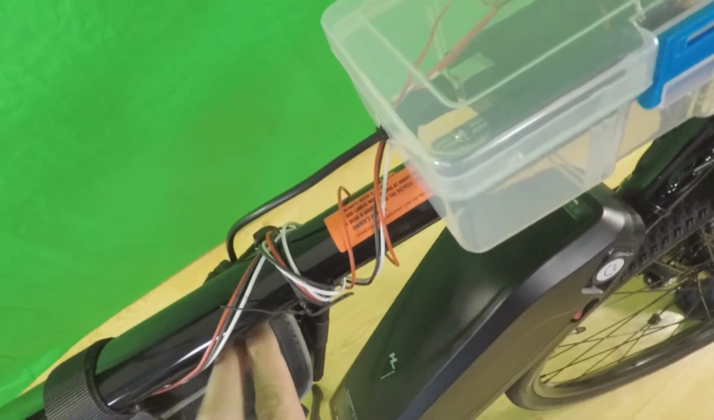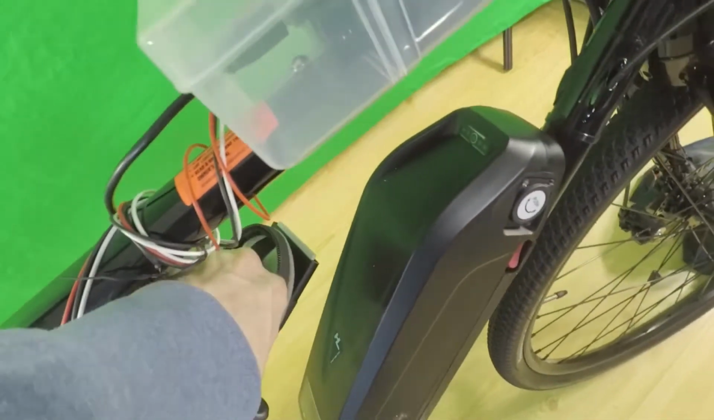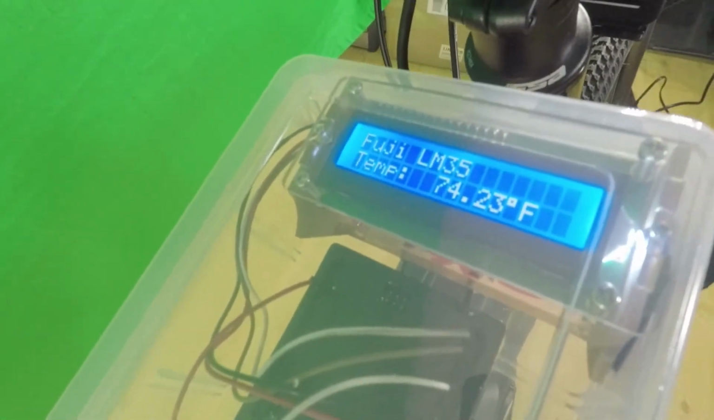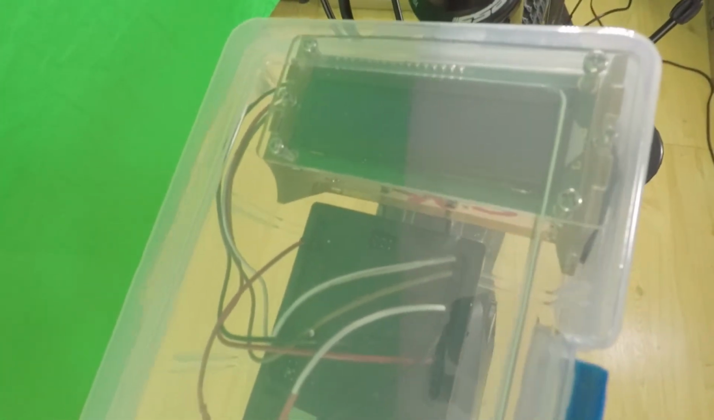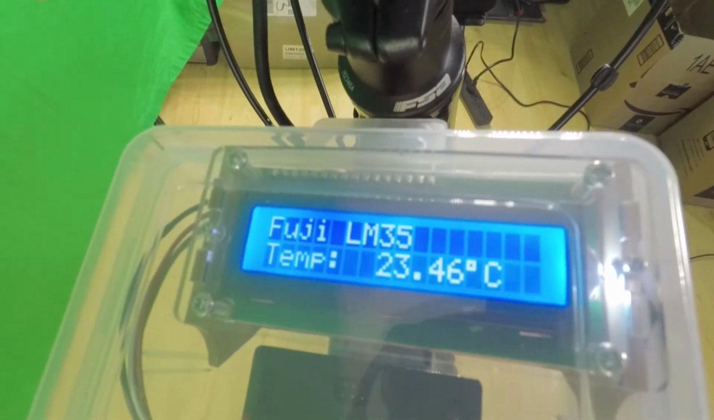Let me try to do this with one hand. I don't know if I can. So again, when you want to turn the temperature sensor off, I just unplug this and it goes off. I could put a switch, but then when you plug it back in, this goes right back on. And there it is.